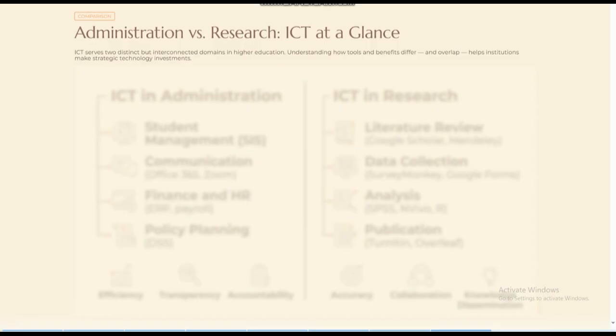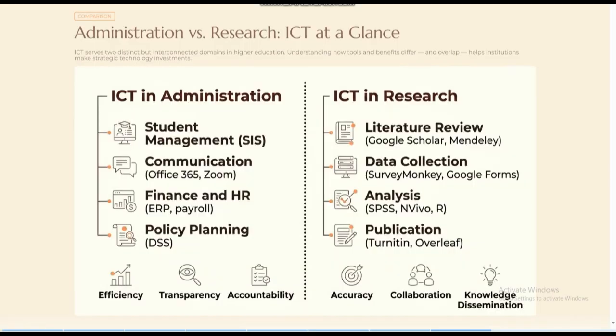So we look at how these tools and benefits differ and overlap, and understanding the overlap helps institutions make strategic technology investments. Right here on this side we see ICT administration, and on the other side we see ICT research. ICT administration will have student management, SIS, and communication. We will have Zoom, Office 365, and we can have Google Meet here too. We have financial and HR, with ERP, payroll, and policy planning, that's the DSS. So in administration we have efficiency, transparency, and accountability.